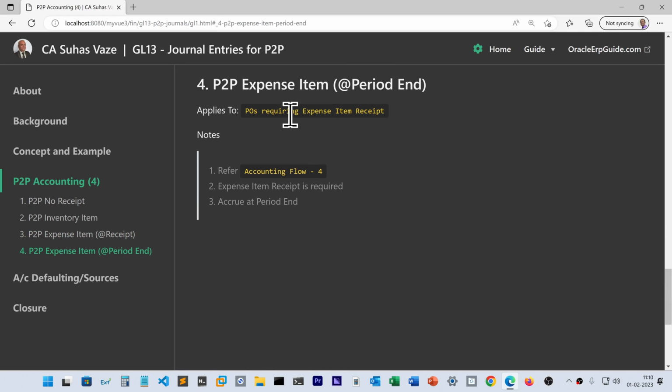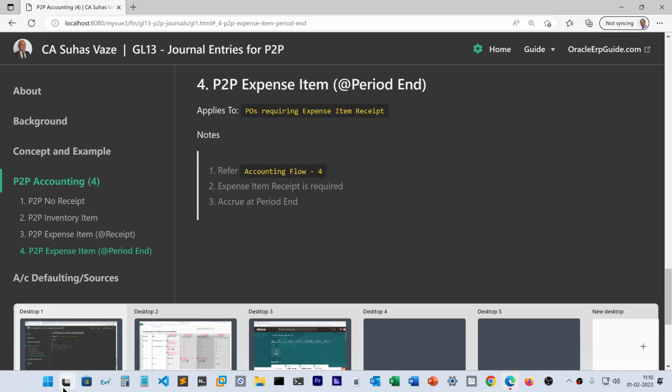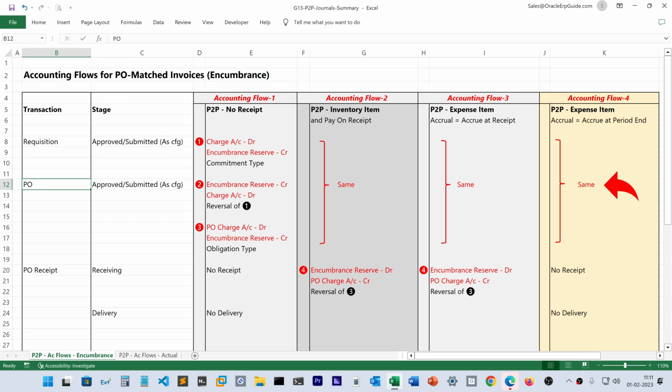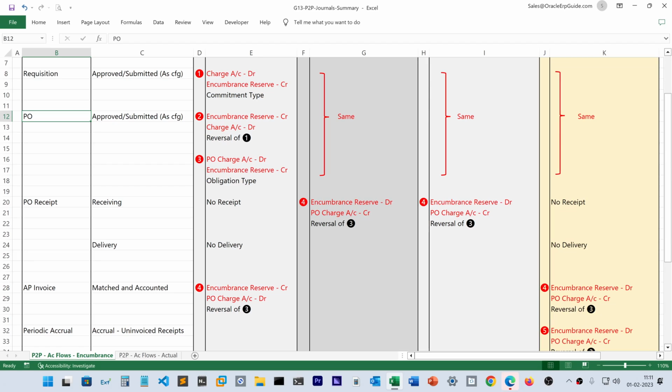So this flow relates to the expense item where the accrual is at the period end. POs requiring expense item receipt accrued at period end. Let us move to our spreadsheet. For the encumbrance, once again, the requisition and PO, they have the same entries for encumbrance. For PO receipt, rather than saying no receipt, this is actually there is no receipt accounting. Although there is a receipt done, there is no delivery accounting done here, because we are going to accrue it at the time of period end.